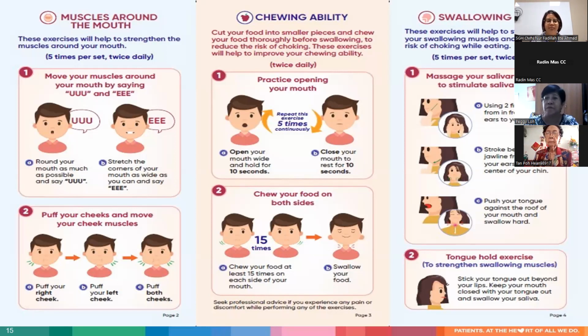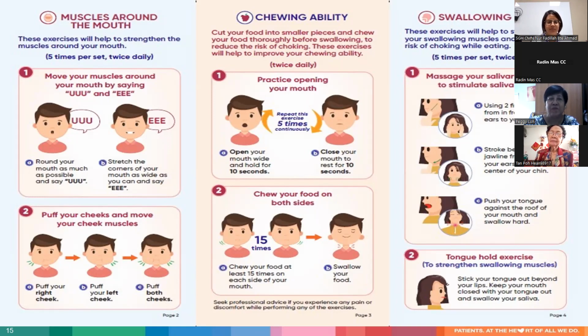So you move your muscle around your mouth by saying ooh and ee. First round your mouth as much as possible and say ooh. And then stretch the corners of your mouth as much as you can and say ee. Everyone can do together. So 1, 2, and 3. Ooh, ee, ooh, ee, ooh, ee, ooh, ee, ooh, ee. Okay, this will help to strengthen the muscles. So remember to do twice daily.